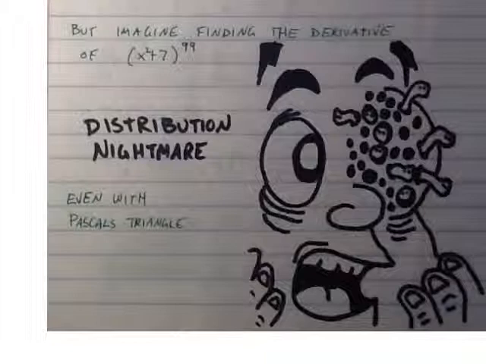It's a distribution nightmare. Even with Pascal's triangle, that would take forever to write out and find the value of it. So we need a shortcut. And that is what the chain rule is. It is a shortcut to avoid distribution problems. In fact, it's a rule that allows us to take derivatives of all kinds of composite functions, even composites of composite functions.